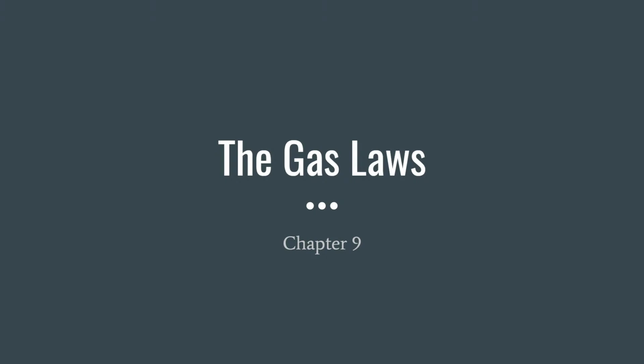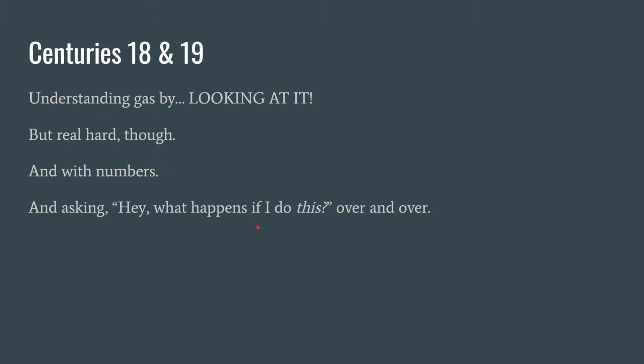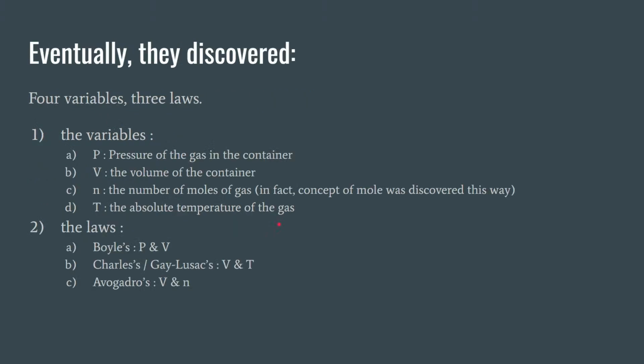The gas laws. Let us discuss ye olde gas laws. In the 18th and 19th centuries, they decided that they were going to try and understand gas by looking at it real hard with numbers. So, what happens if I do this over and over and over again? They just did stuff to see what happened. So eventually they discovered 4 variables and 3 laws.